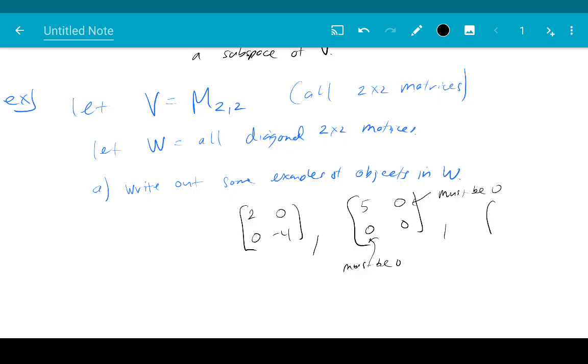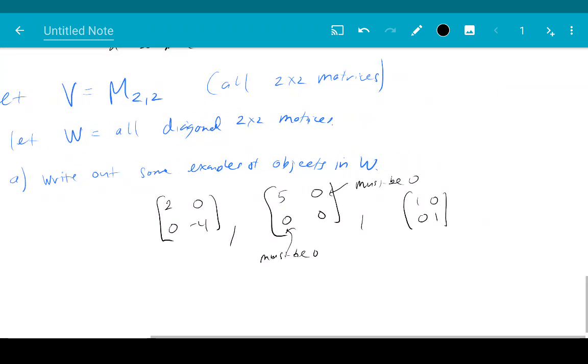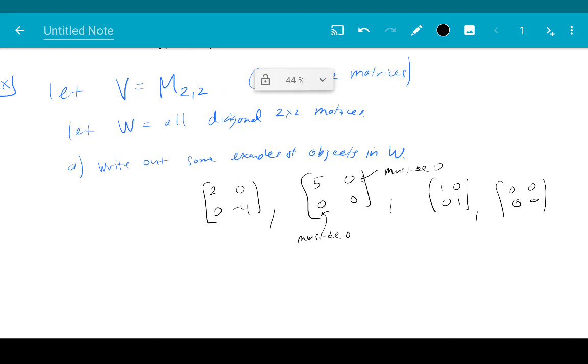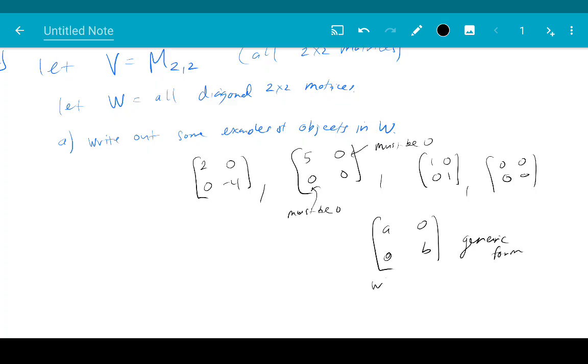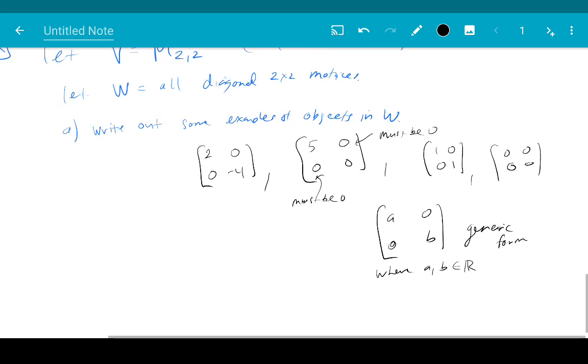In fact, this is a diagonal matrix, the identity matrix. There's a diagonal matrix, and here's another example, the matrix of all zeros. These are all diagonal matrices. Okay, so there's A. By the way, generically, you could write this as A, 0, 0, B, right? That would be a generic form of this set of all diagonal matrices, where A and B can be any real numbers. Right? That really encapsulates all of them.